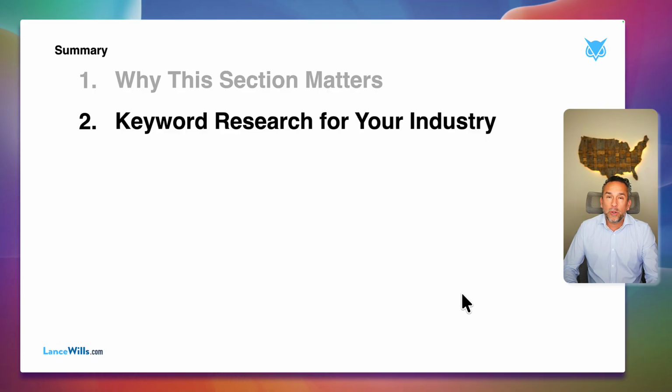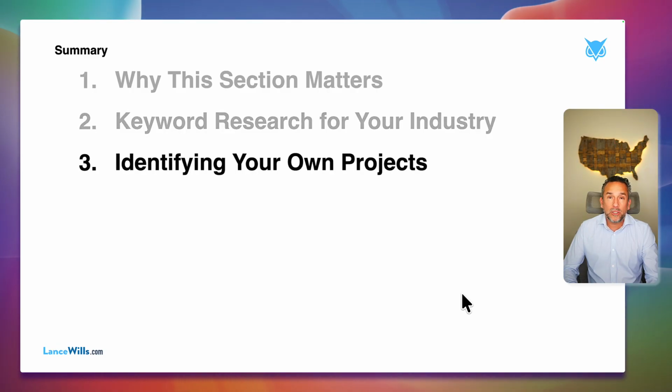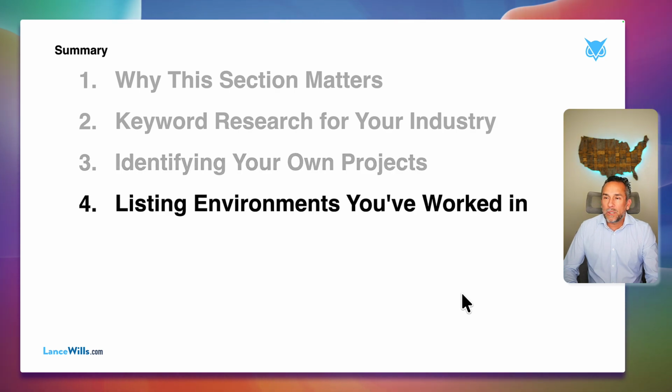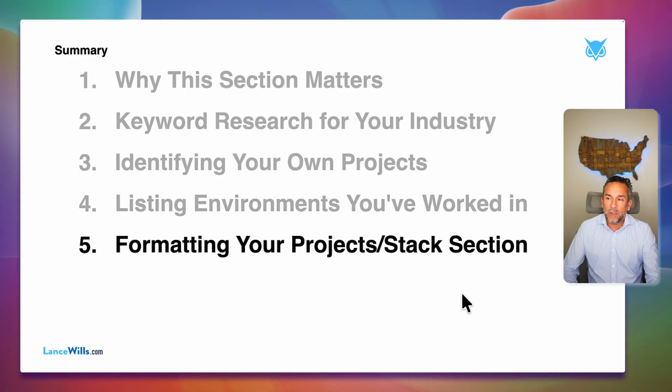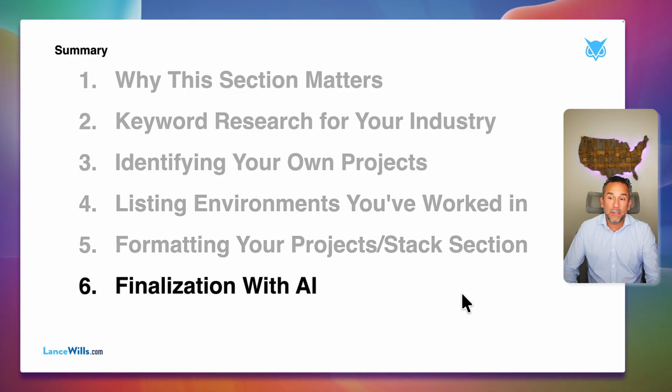Keyword research for your industry. We talked about and actually showed you how to do that using ChatGPT. Identify your own projects. It's really more for you to sit down and think through a little bit. Listing environments you've worked in. An LLM can definitely help with that, or you can just sit down and think through that as well, and then formatting your section and finalization with AI.